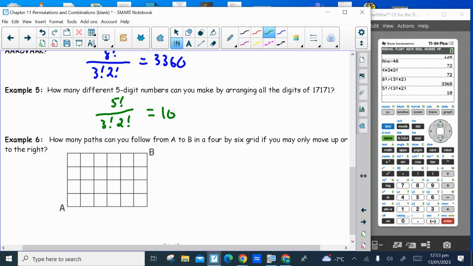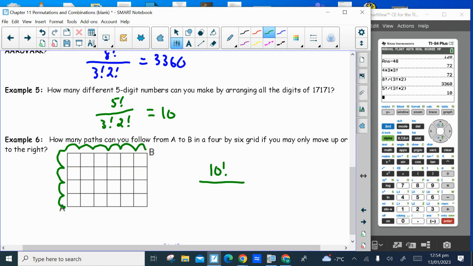So basically, count the number of blocks that you have to travel. It doesn't matter what path or series of paths you follow, the total number of blocks that you have to travel is the same. So if you start at A and you don't start counting until you move, you're going to go up 1, 2, 3, 4, and then to the right, 5, 6, 7, 8, 9, 10. You're going to go a total of 10 blocks. So that can be done in 10 factorial ways. But there's repetition here.